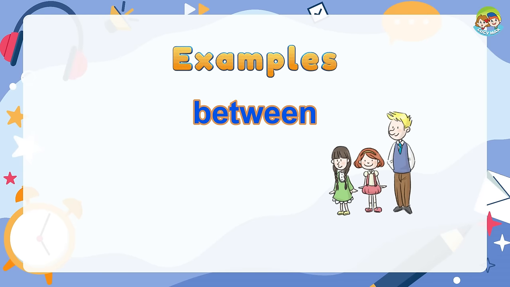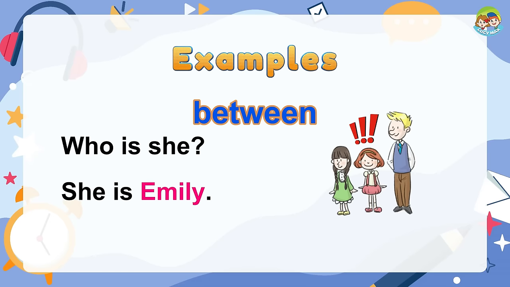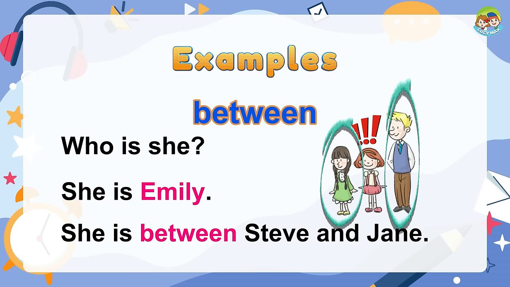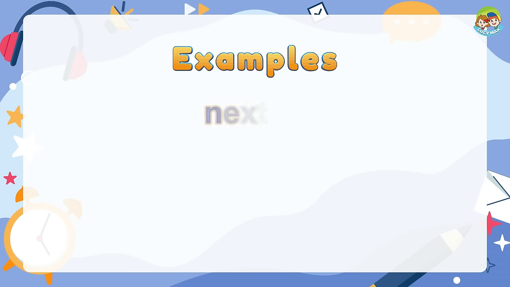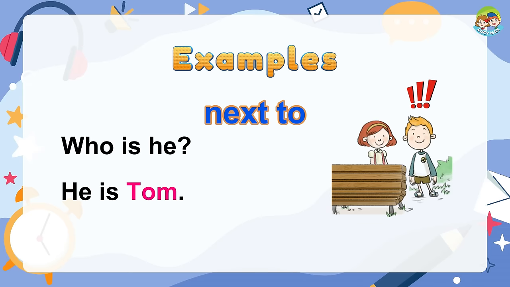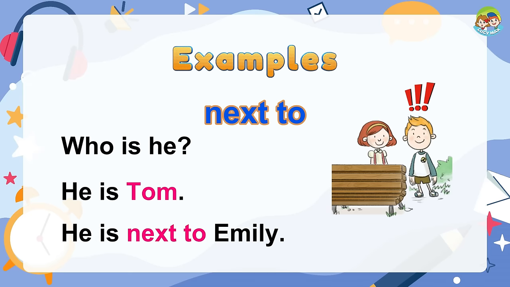Between. Who is she? She is Emily. She is between Steve and Jane. Next to. Who is he? He is Tom. He is next to Emily.